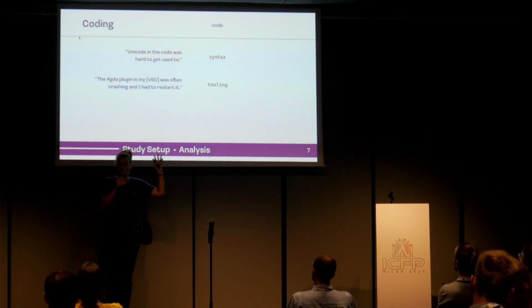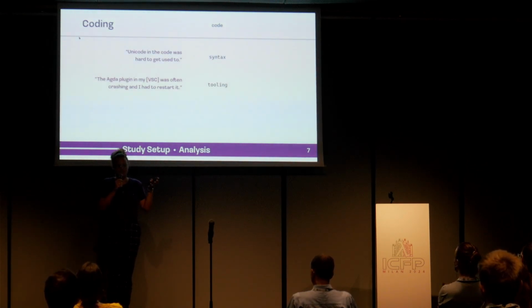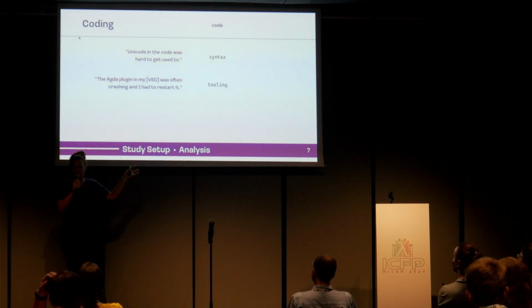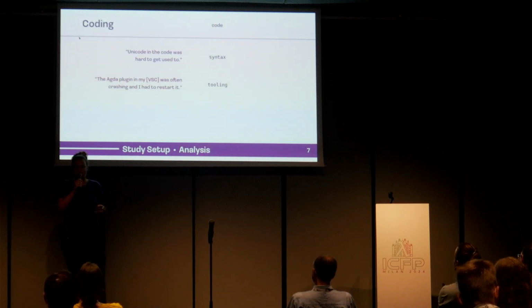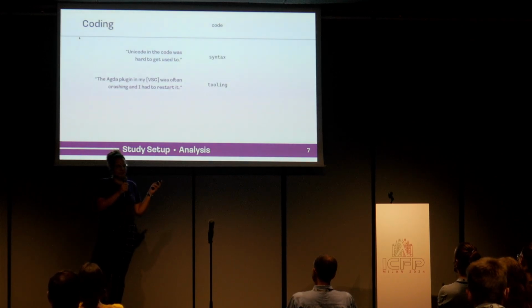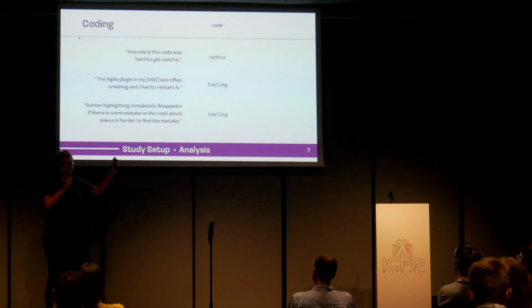In the first iteration, we took all the quotes and assigned codes such as syntax for Unicodes or tooling for a plugin crashing. When we collected all of these, we made a set of them and went through it again and reassigned everything to this new collection of codes. Now, one important thing to notice here is that, for example, this third quote is also about tooling. So it was coded as tooling.